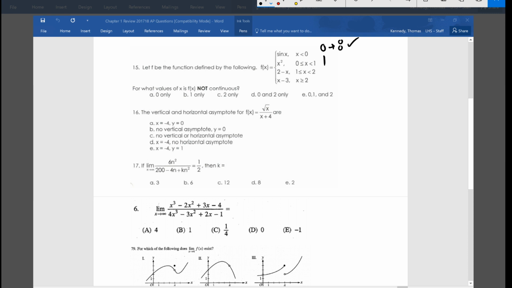At 1, it's in these two functions, x squared and 2 minus x, and I get 1 and 1, that's good. Those are exactly the same value where they meet at 1. At 2, I plug in my guys on either side, this guy and this guy, and I get 0 and -1. Yeah, that's no good. That one's bad. So it says which of the values is f of x not continuous, and we say yeah, it's at 2. That's the bad one.